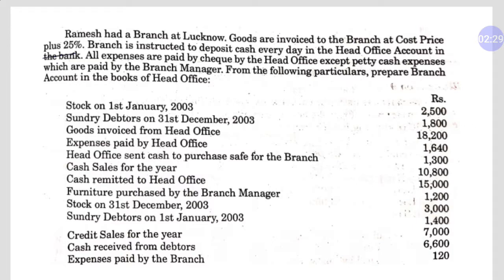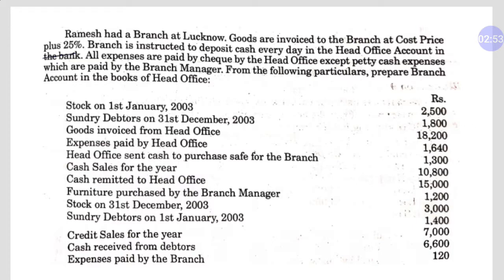Expense paid by head office, so as you all know, all expenses take place on the debit side of the branch account. Head office sent cash to purchase a safe for the branch. So dear student, head office sent cash, so it will also take place on the debit side of the branch account because head office is supplying cash to the branch.